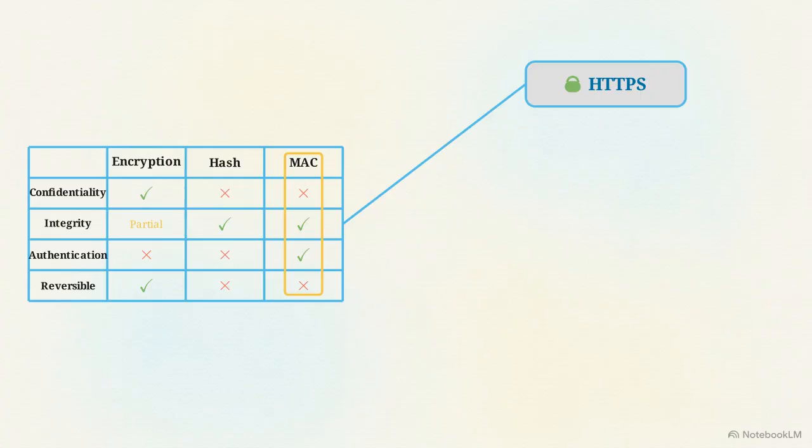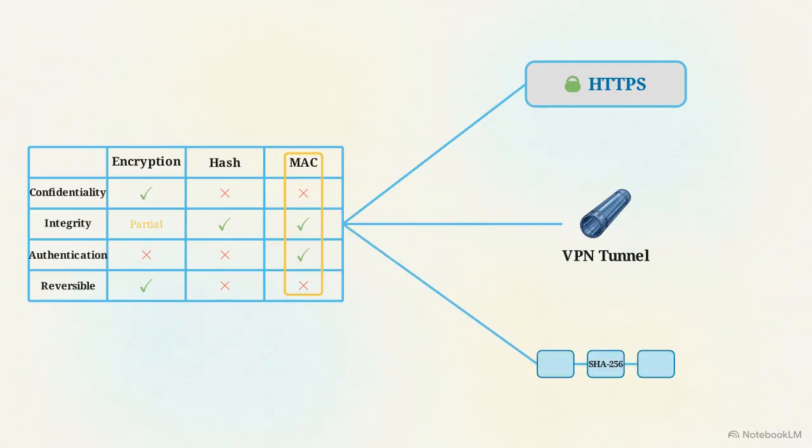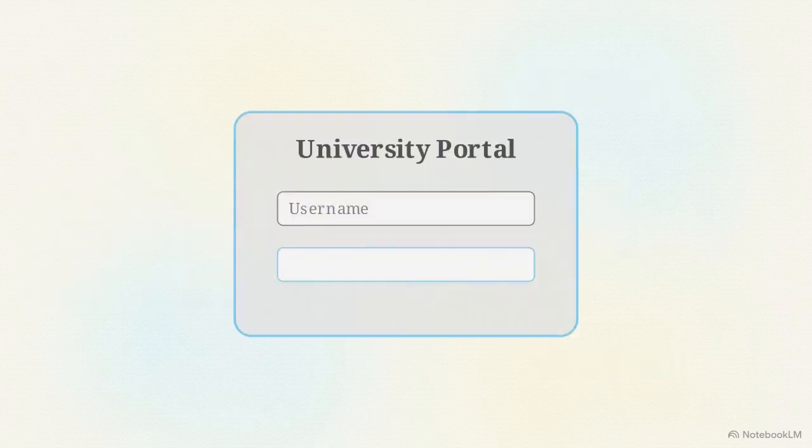In practice, these tools are combined. A secure HTTPS web session uses HMACs for authentication and encryption for secrecy. VPNs use similar pairings to secure remote tunnels, while blockchain relies heavily on secure hash algorithms like SHA-256 to build immutable public ledgers. Hashes are particularly critical for password storage.